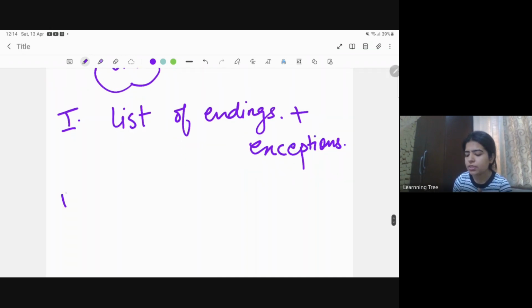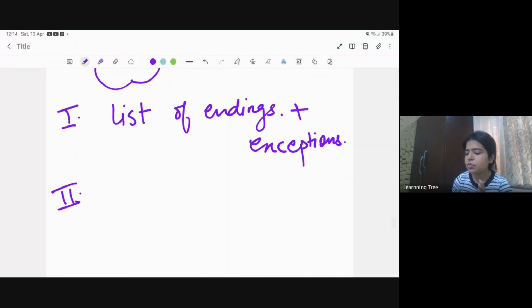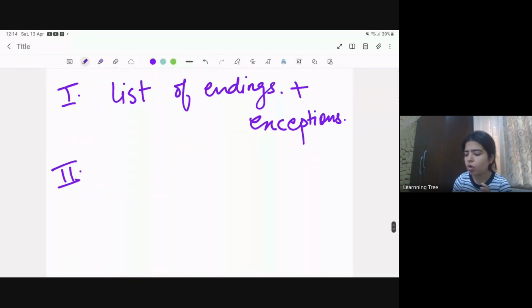Now coming to the second way. So when I started learning German, I am a person who cannot mug up a lot. So that is why I found the second way called color scheme. So this helped me a lot in remembering the articles.